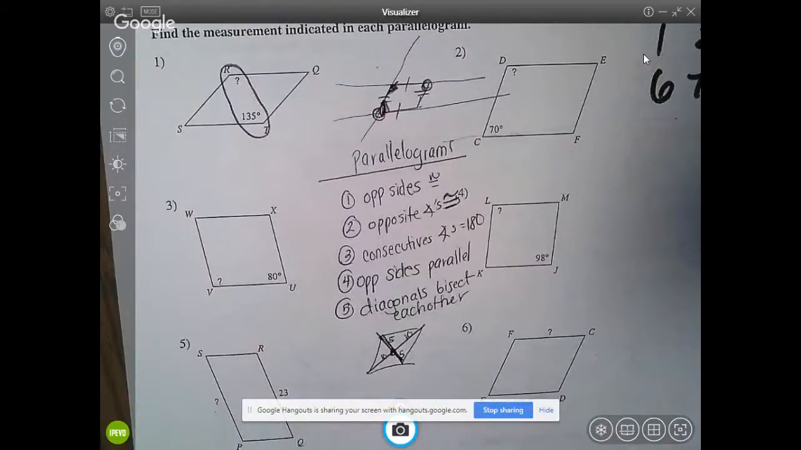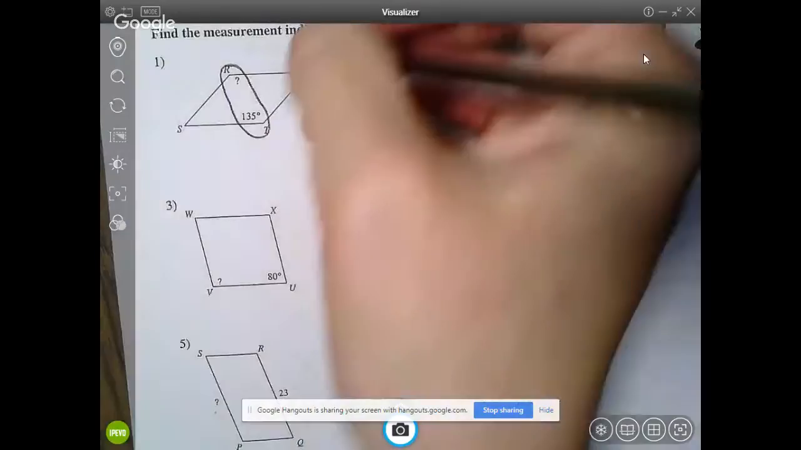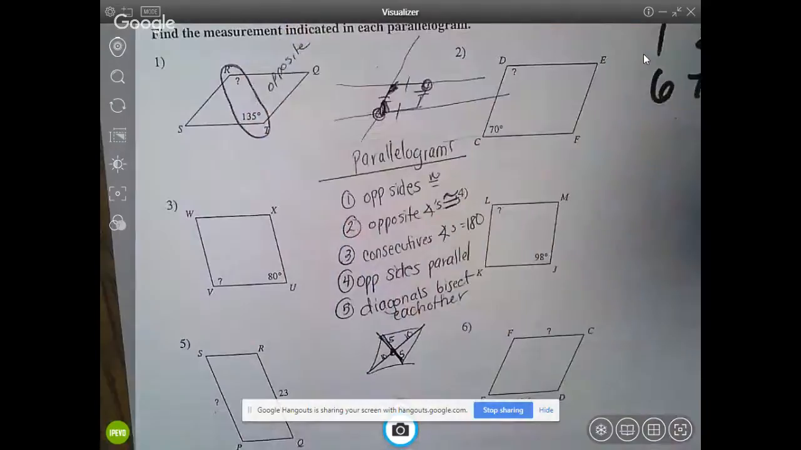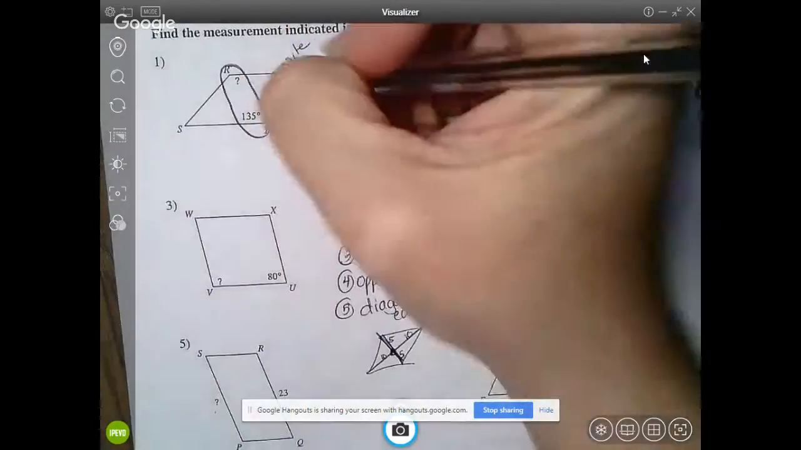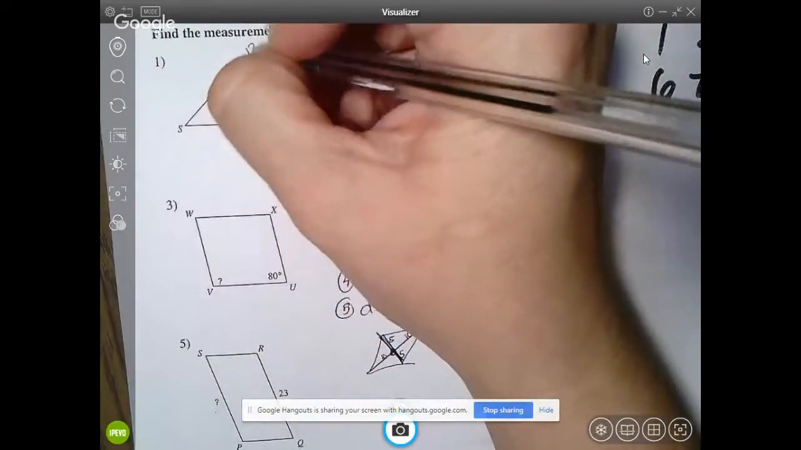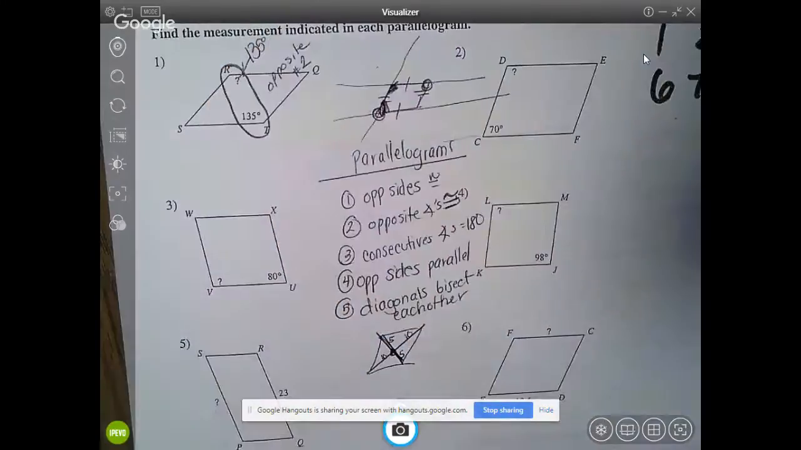Some people say consecutive, some people say opposite. They are opposite. In order for them to be consecutive, they have to be touching the same side. So we know that these angles are opposite. And because these angles are opposite, we know that for number 2, they're congruent, which means they're equal. So the question mark is equal to 135 degrees.